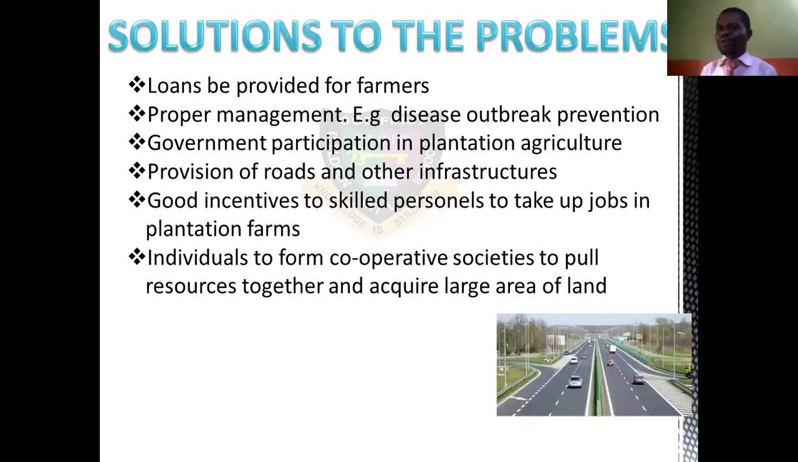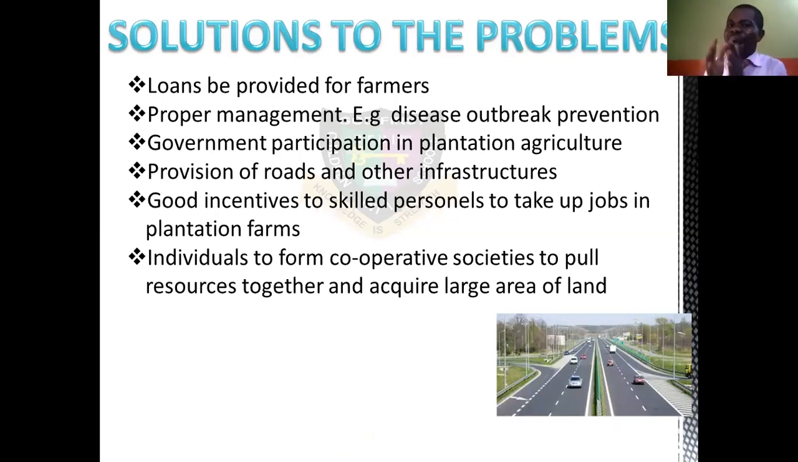Then we need to look at the solutions. They say every problem has its own solution. One of them is loan provision for farmers. Since we say there is inadequate capital to acquire land and other things, even to buy machines, pesticides and insecticides, the government should provide loans for the farmers.